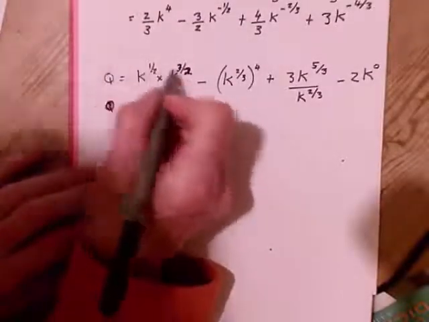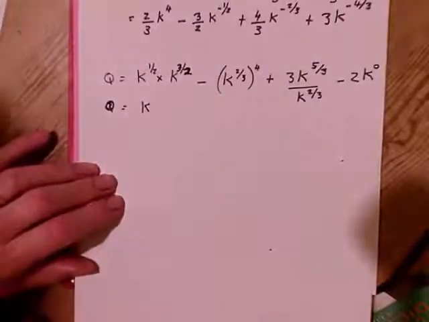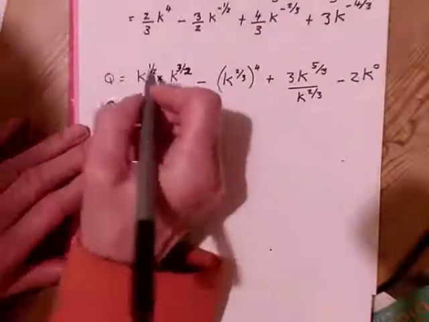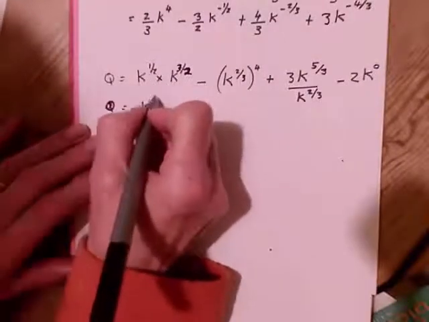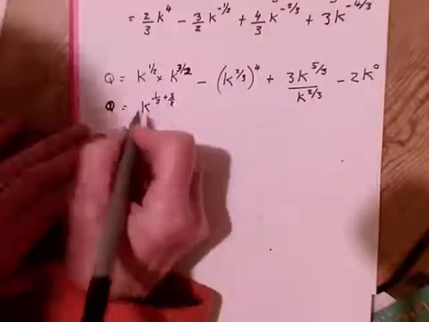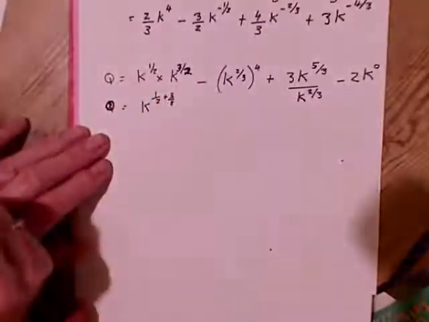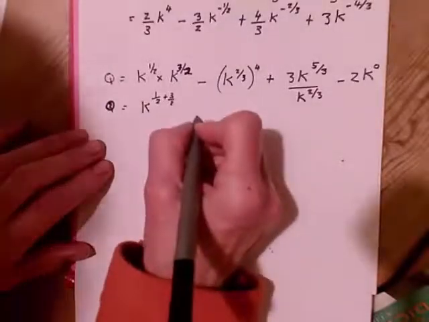But we just have to add the powers, so it doesn't matter what it is. You can just use your calculator if you want to add the fractions. So we'll write it longhand, plus 3 over 2. So it's k to the power of these two powers added together. So we'll come back to that.